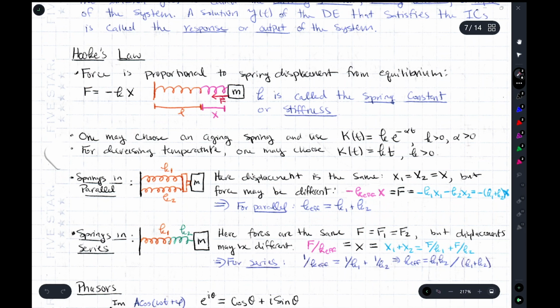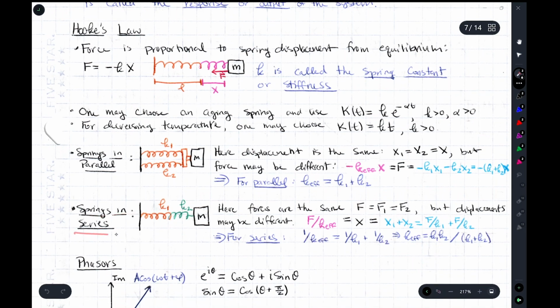What does that mean? That means if you have a system of springs in parallel, all you have to do is sum the spring constants and just pretend there's one spring there. Just treat it as if there's just one spring with the effective spring constant being the sum.